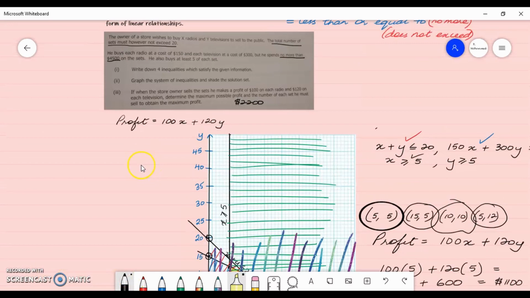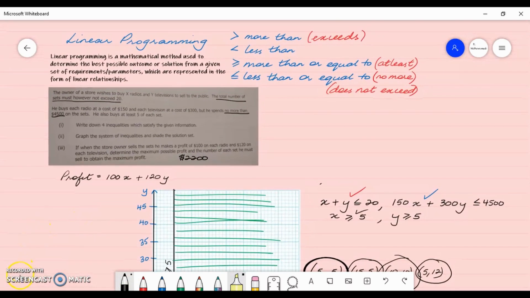And that there is how you answer a question on linear programming.